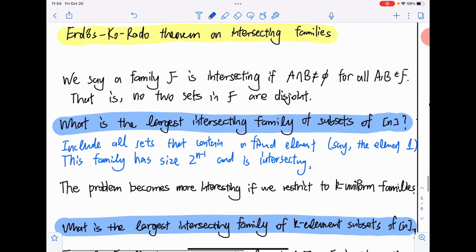And actually it turns out that we cannot do better than 2 to the power of n minus 1, since we can pair up each subset of {1, ..., n} with its complement.